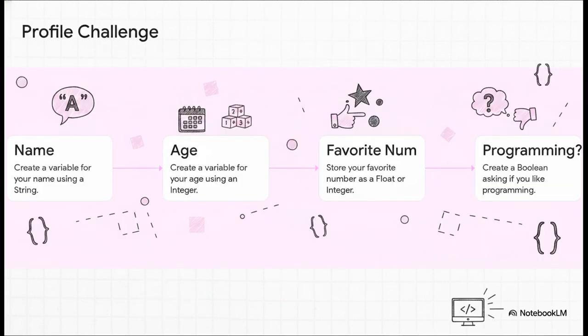Here's your mini challenge for today. Open your code editor and complete these 4 steps. Create a string for your name, an integer for your age, a float or integer for your favorite number, and a Boolean asking if you like programming. Try it out. Today you learned what variables are, strict naming rules, and the 4 essential data types. Next time, we'll leverage operators to make Python perform complex calculations.